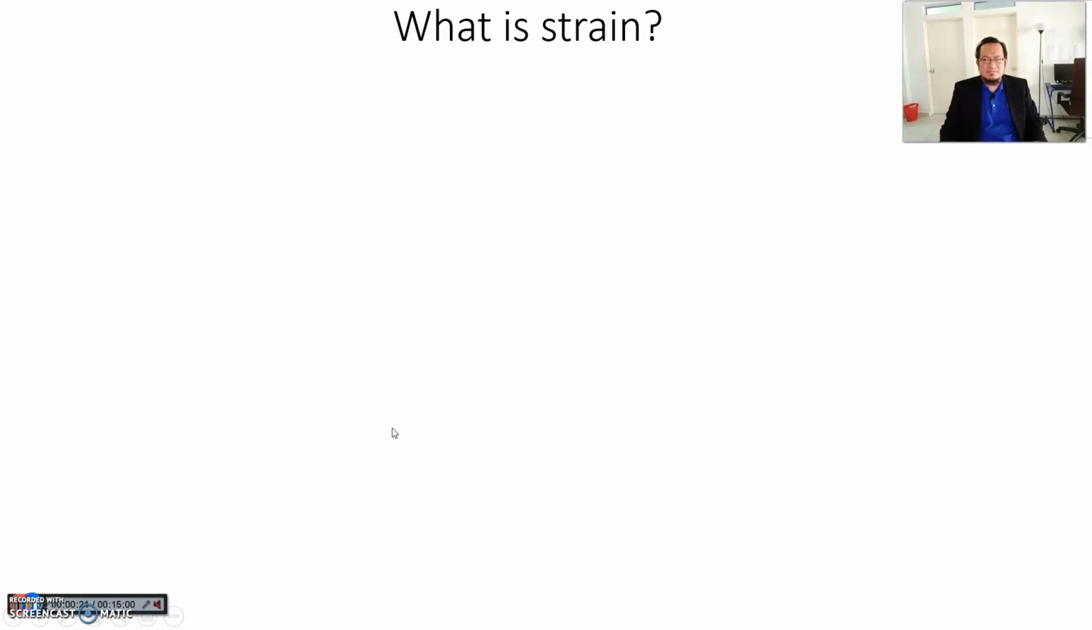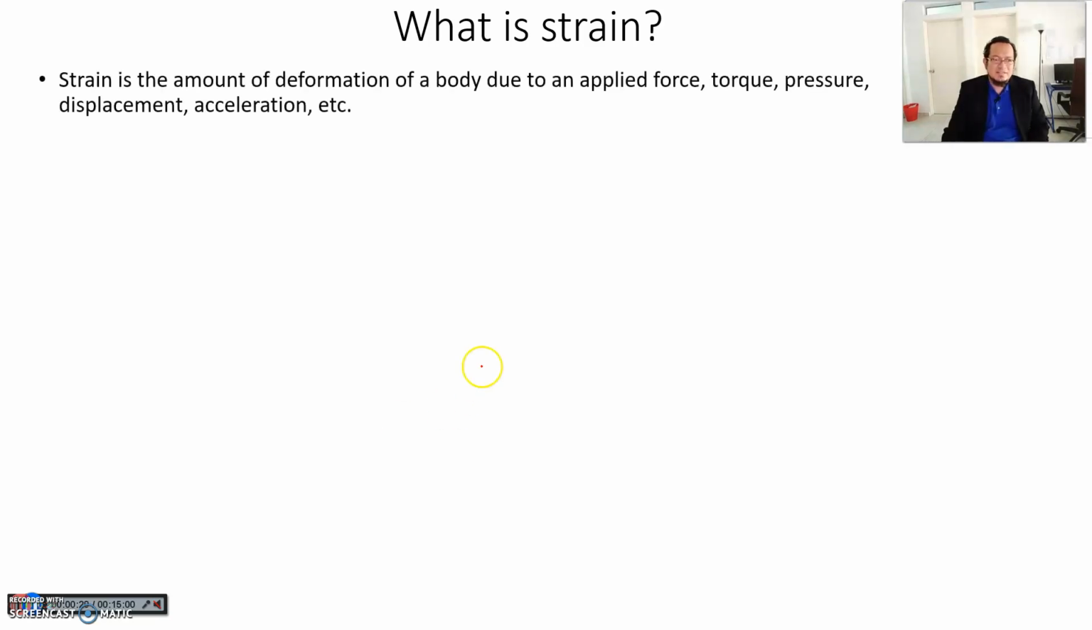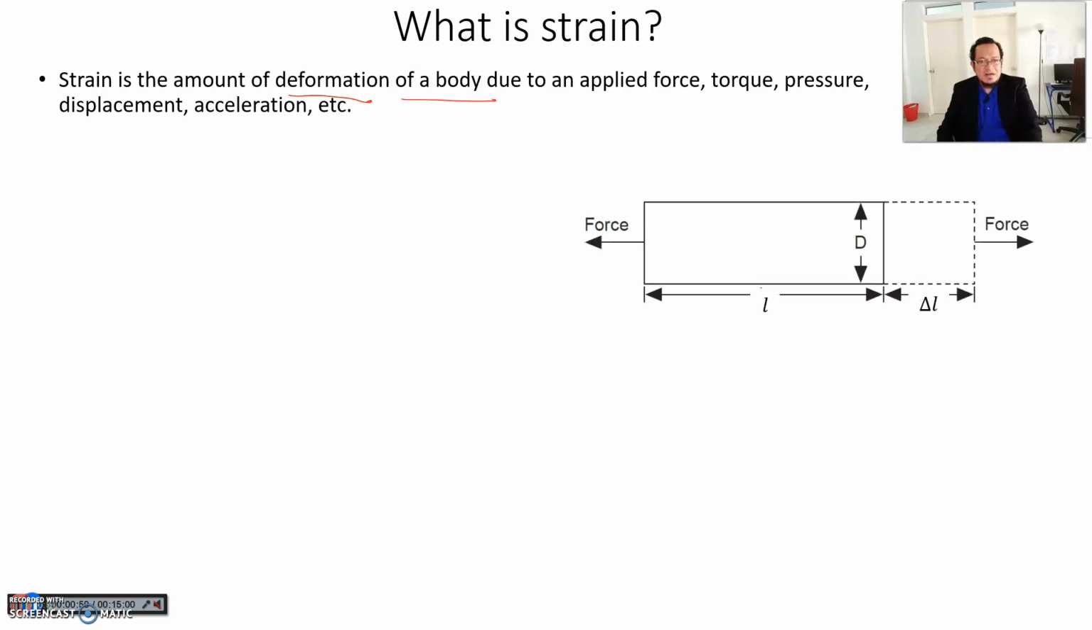Before we begin with the equipment, strain gauge, let's talk about what strain actually means. Basically, strain is the amount of deformation of a body. A body can be anything, a metal or any equipment, when force is applied, a torque or pressure, a displacement or acceleration. So it's a measure of how much force is applied to a certain body.